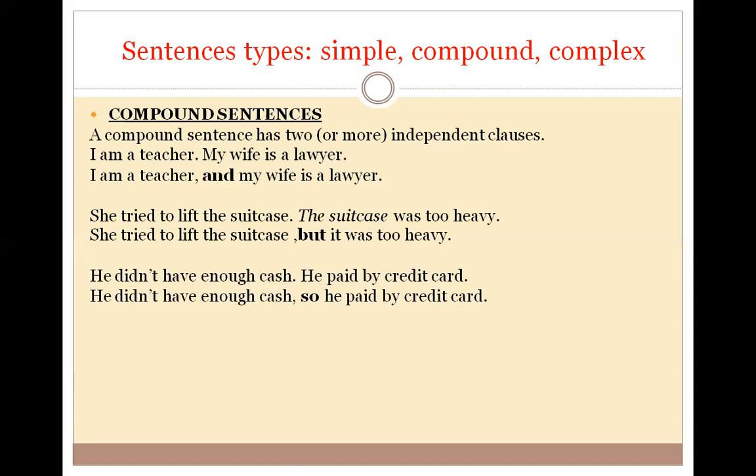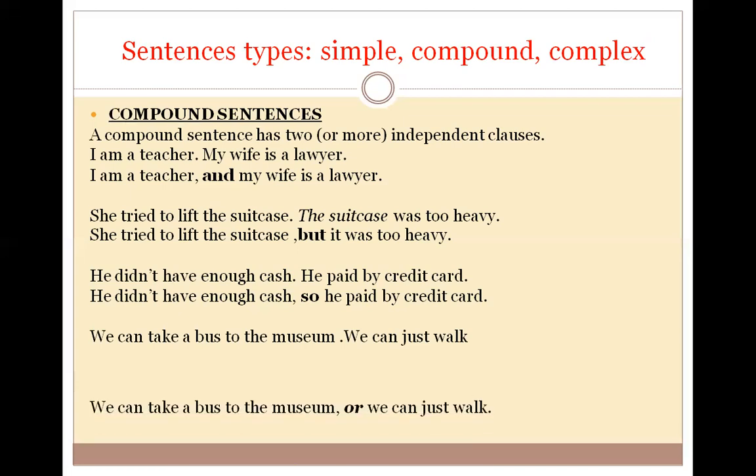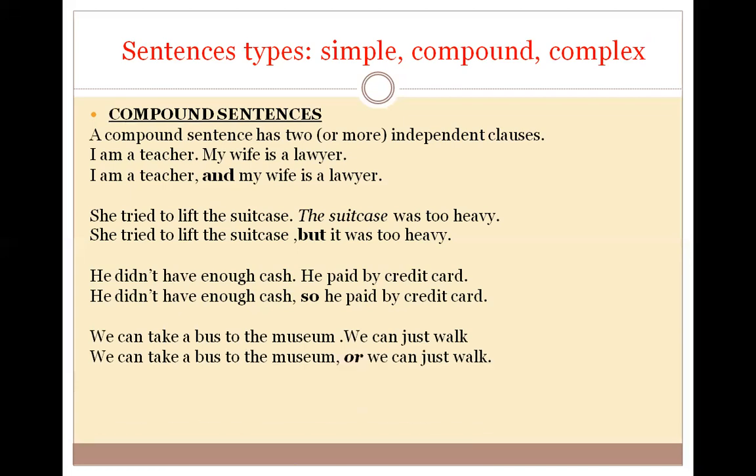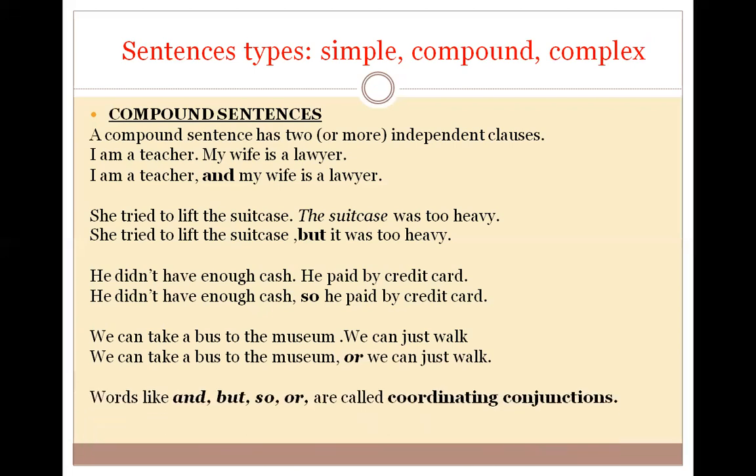But remember, we are going to add a conjunction and a comma, which is very important. We can take a bus to the museum. We can just walk. Again, two simple ideas which can easily be read and understood. We can take a bus to the museum, or we can just walk. Words like and, but, so, or are called coordinating conjunctions.